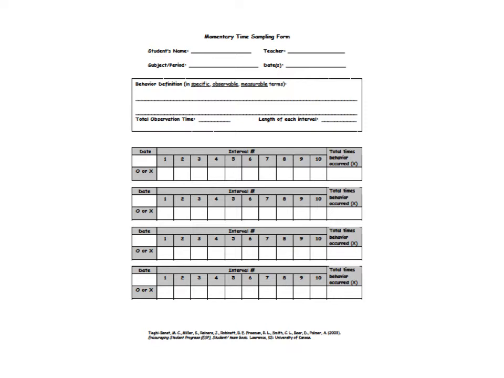Time sampling form. So time sampling is very similar to interval recording, but you are going to use larger intervals, like 2 minutes, 3 minutes, and then you will set the timer for 2 minutes or 3 minutes, whatever number you set. Whenever the timer goes off, you will look up and see if the child is engaging in the target behavior at that moment. If you see the behavior at that moment, you will mark the interval as an occurrence.